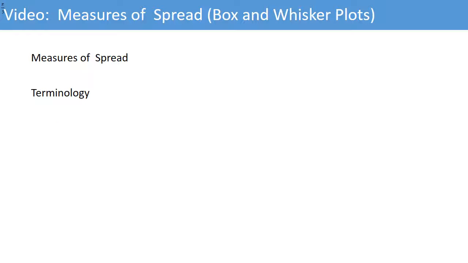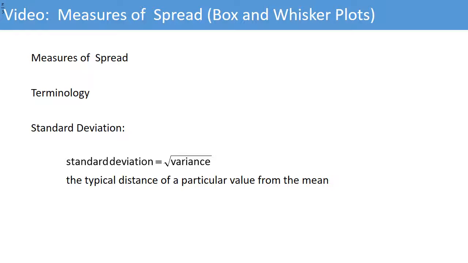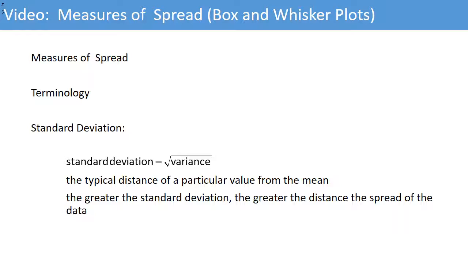Another terminology you need to know is the standard deviation. You can calculate the standard deviation by taking the square root of the variance. But what does this mean? The standard deviation is the typical distance of a particular value from the mean. We again will look at this later. The greater the standard deviation, the greater the distance, the spread of the data.